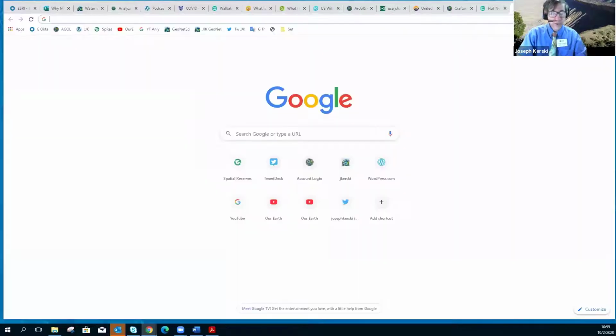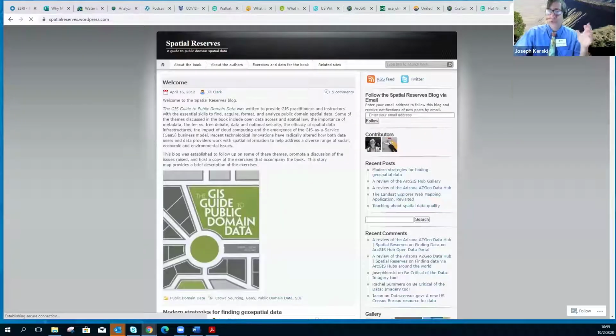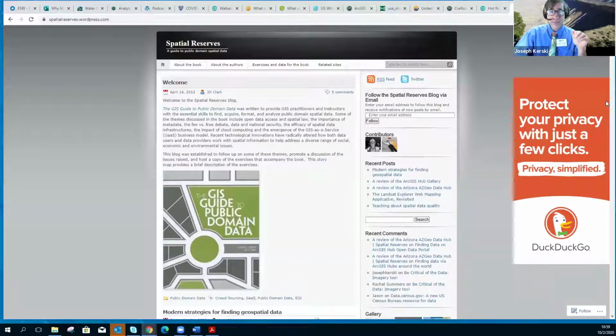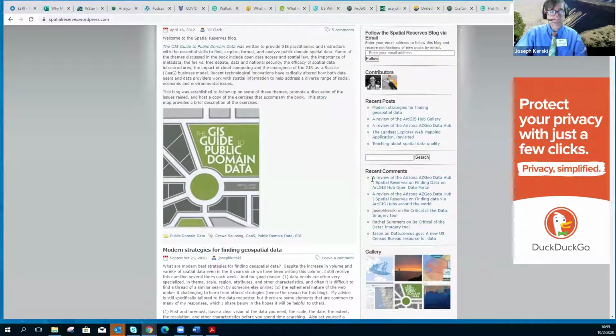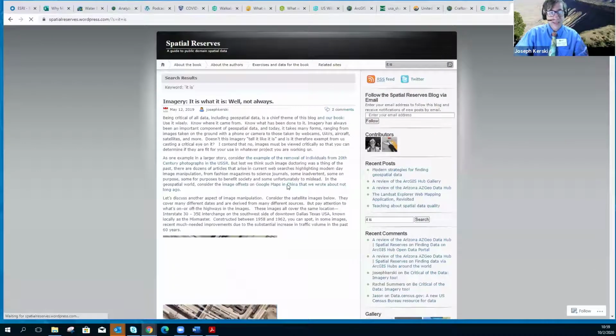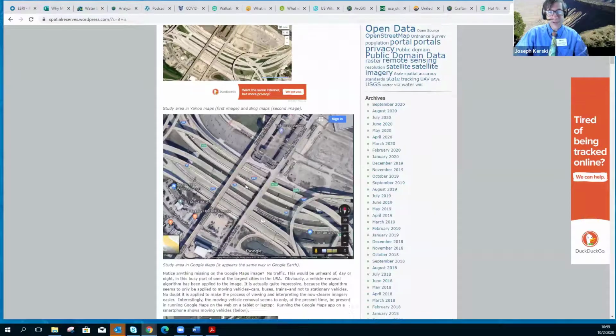One last thing here. If you look up the Spatial Reserves data blog, I know this sounds super boring. Oh, Joseph, your data blog. But the idea behind this data blog is being critical of data. And I'll show you just one example. It's called Spatial Reserves.